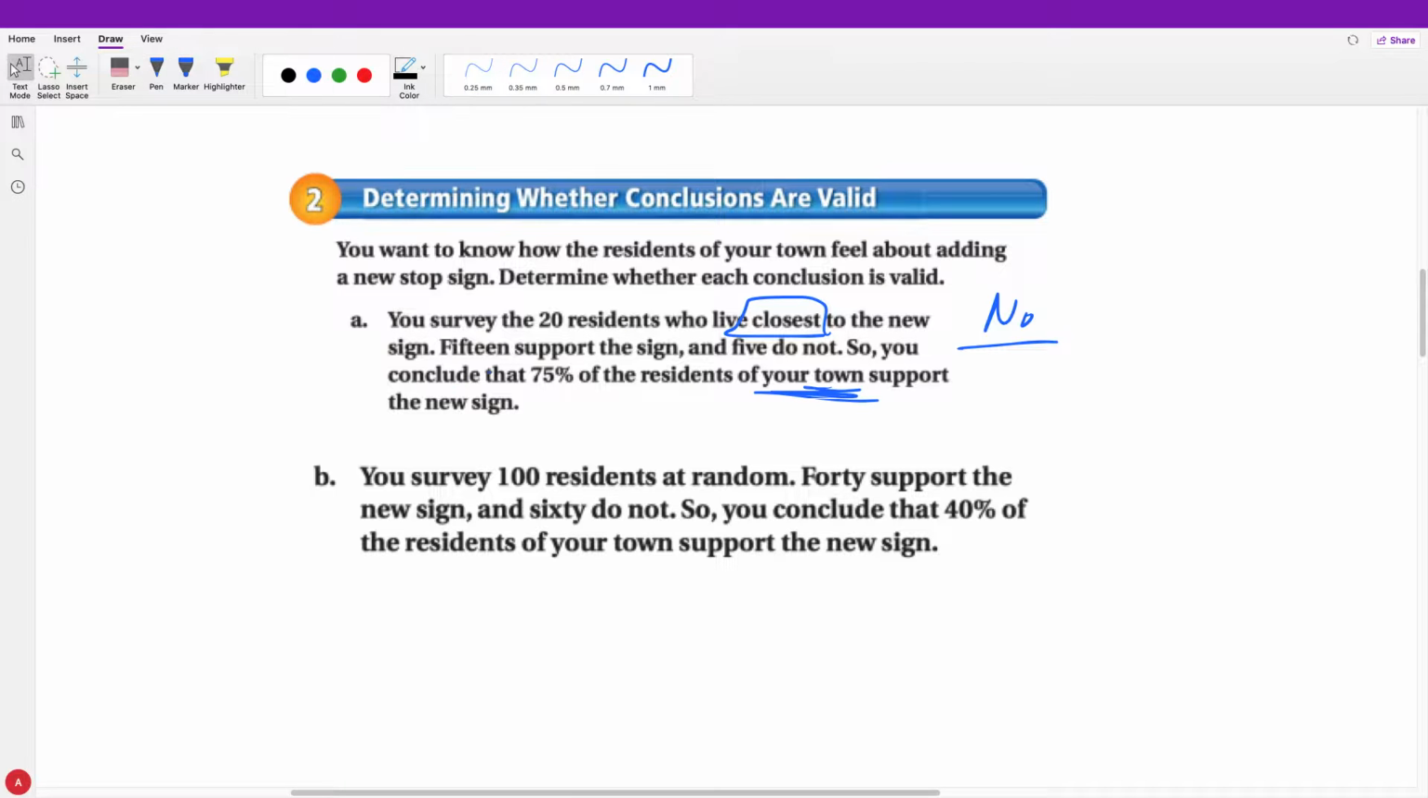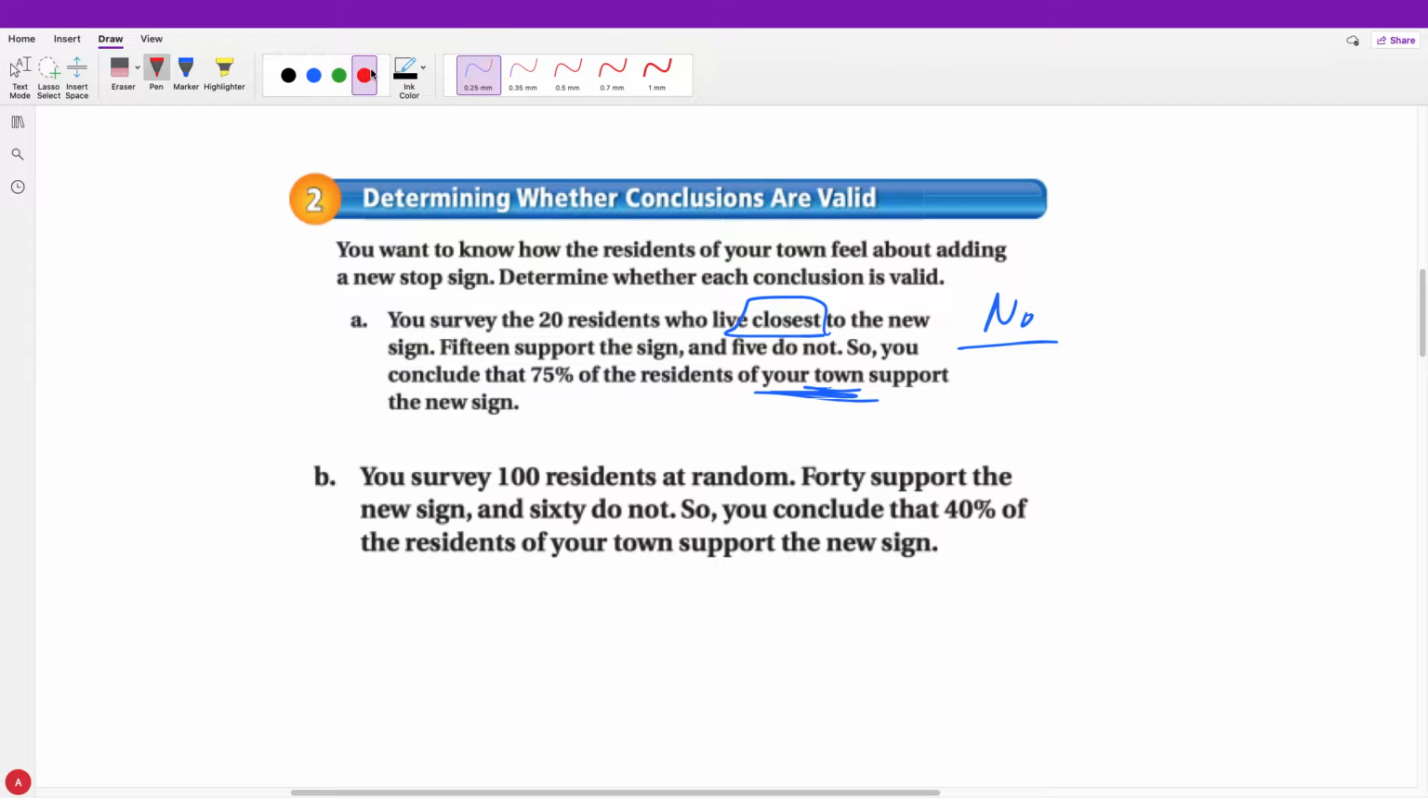So you're trying to use this information to then talk about your town, but you can't do that if you're only picking people who are close to the sign. All right, so we can't actually make that conclusion. Now, this doesn't mean that the sign shouldn't go up or that it should. It's just that the conclusion you're making, that your town would support it, is not valid because you aren't giving everyone in the town equal representation.